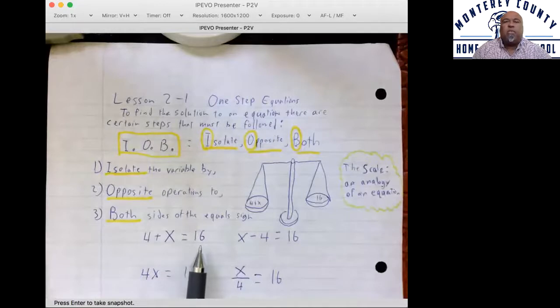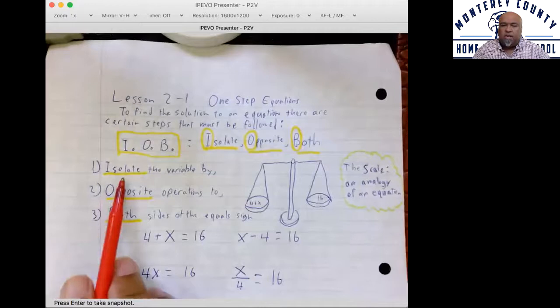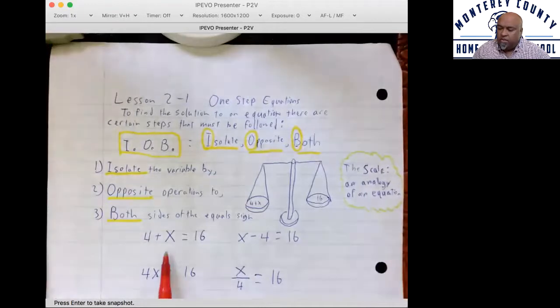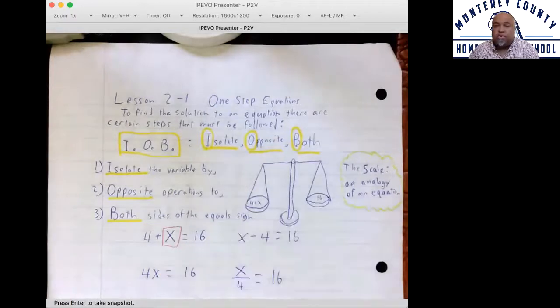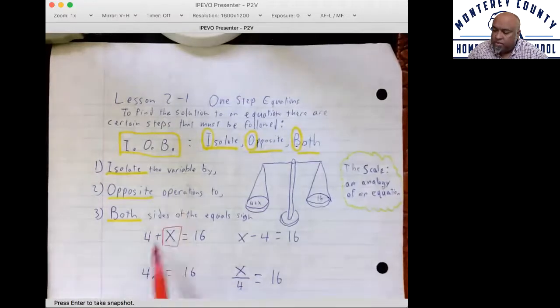Now, this is a fairly simple problem, which you probably will be able to do in your head. But I want to follow the steps so that you can see how to do this. First step, isolate. I want to make x be by itself. Okay, so I'm going to go ahead and put a box around x to show that that's what I'm making be by itself. Opposite. I want to do the opposite operation.